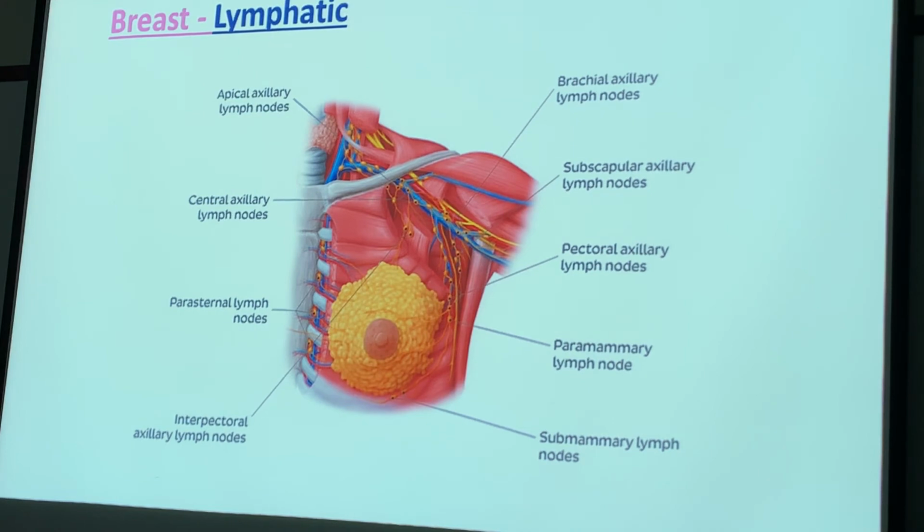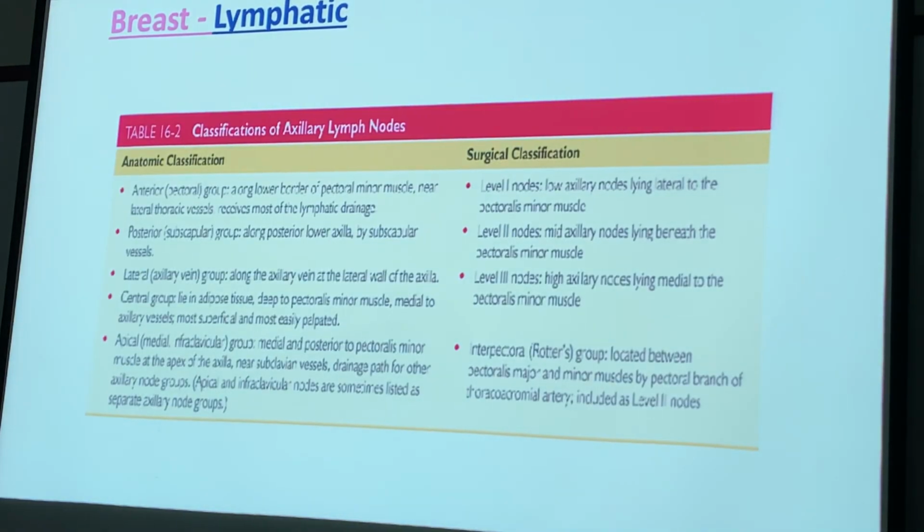I'm trying to find some great pictures for you guys. I think I did a good job. And this is just a chart right here, guys. I'm not going to go over this chart, but I'm not telling you not to read it. Make sure you read this chart right here. And it's talking about the interpectoral nodes, the Rotter nodes, located between the pectoralis major and minor muscles by the pectoral branch of the thoracoacromial artery.